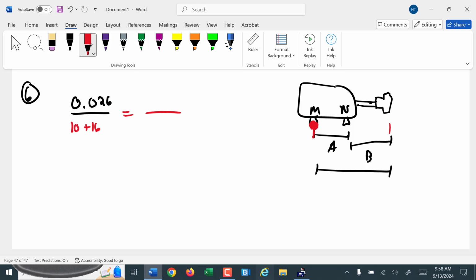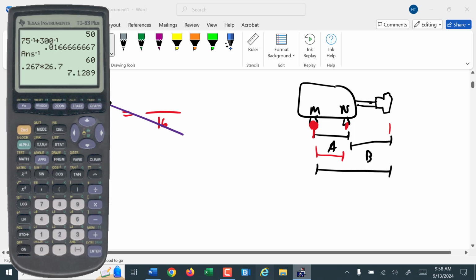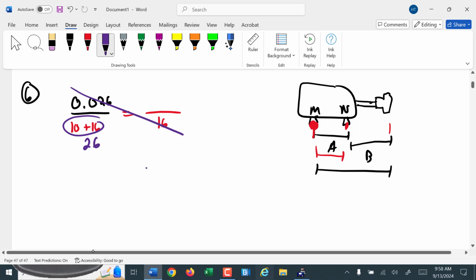Then that's going to be compared just to the distance between the feet, because that's how much. That's where we're going to put the shim of 16 inches. So we add those to get 26, and we cross multiply and divide. So 0.026 times 16 divided by 26, we get 0.016 inches is our shim.